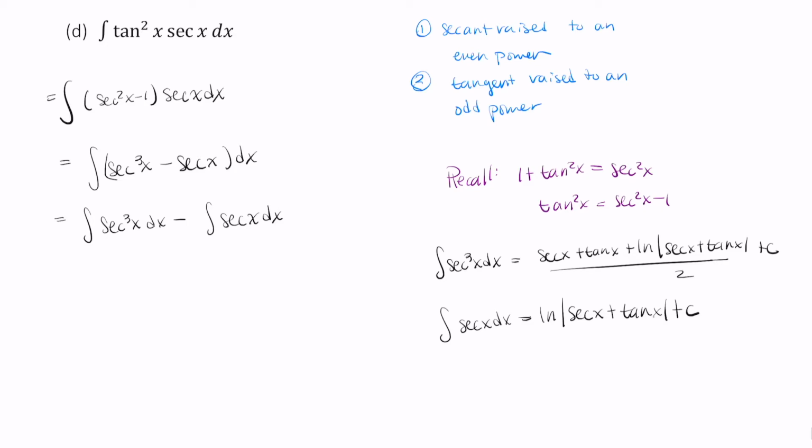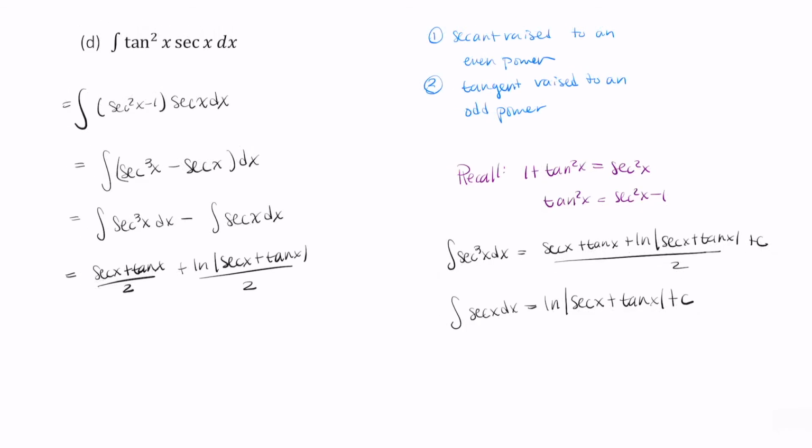So let's go ahead and replace these. That is, replace secant cubed with this, and this integral of secant with this, and you have secant x times tangent x divided by 2. And since I'm running out of space, I'm going to add this last term here, that's plus the natural log of secant x plus tangent x. Oh, no 2 here, excuse me. And this is plus a constant c. Oh, before I continue, this should be a negative.